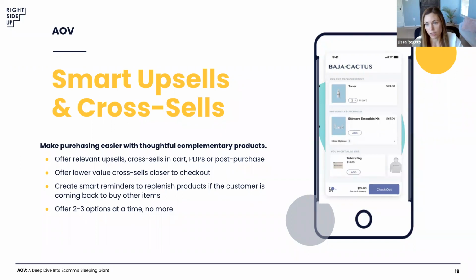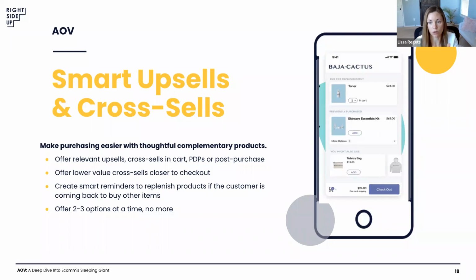Let's say they're in the cart, in this example with Baja Cactus. Someone is buying a toner, and the toner is a part of the skincare essentials kit. So this is an example of an upsell opportunity. They say, hey, get the toner and these other items together, and it's $65 instead of $24. That is an example of what an upsell might look like in a cart.